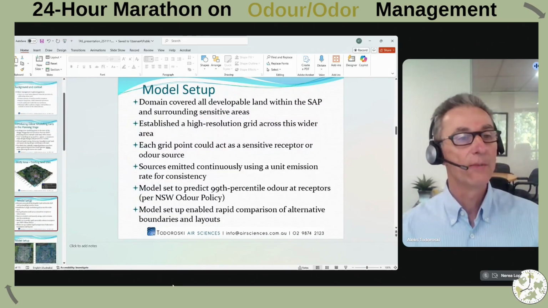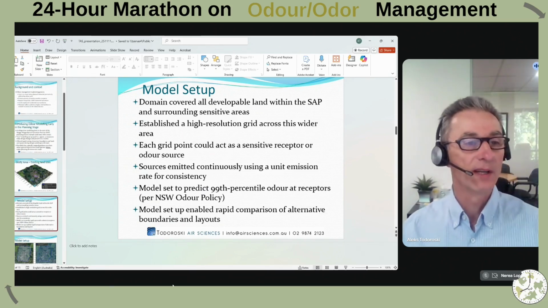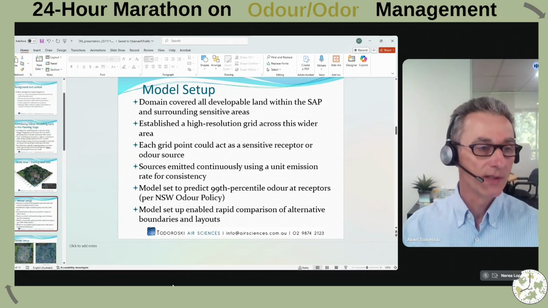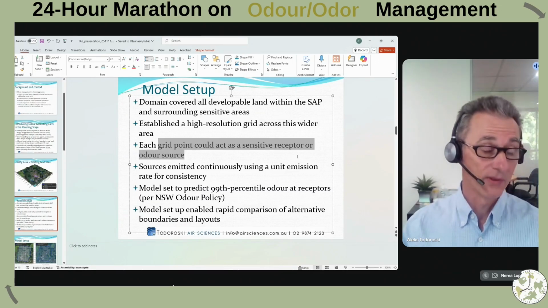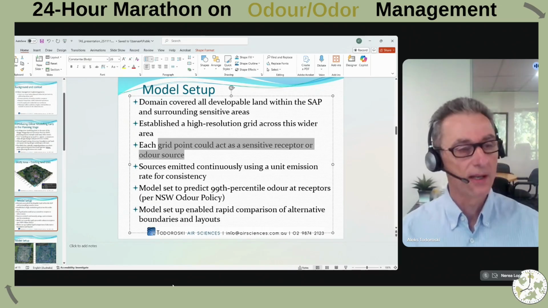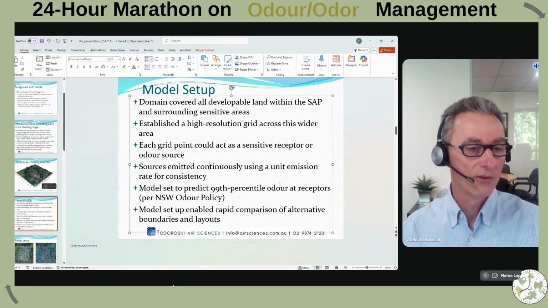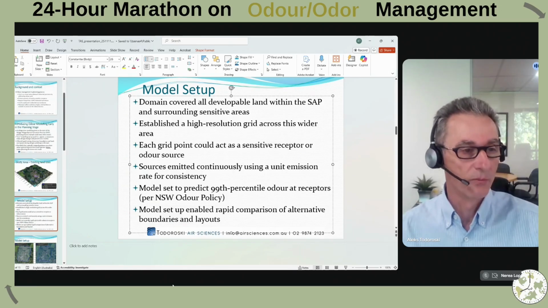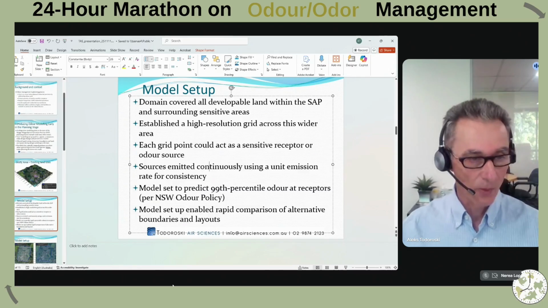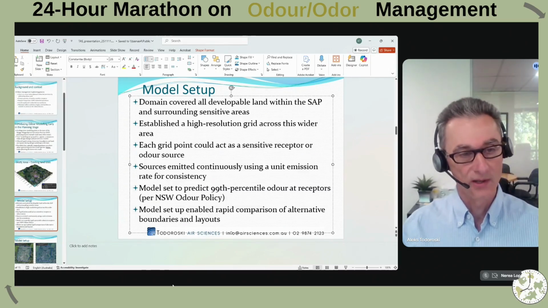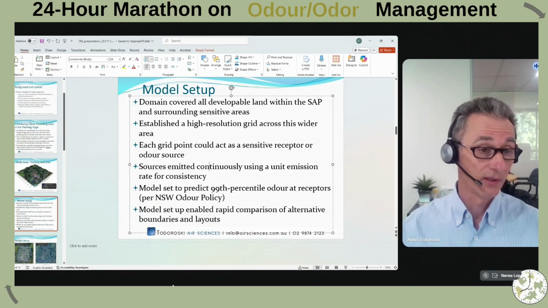I won't spend too much time on model setup. A 200-metre grid. The interesting point is that each grid point can act as a receptor or an odour source. That's not normally done. A constant emission rate is used, just unity, 1 unit of emissions at the outset. And we're doing this per the New South Wales EPA odour policy, 99th percentile odour at receptors. It's a 2 odour unit criteria.